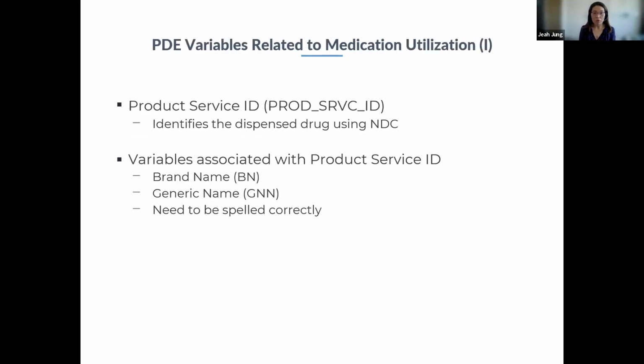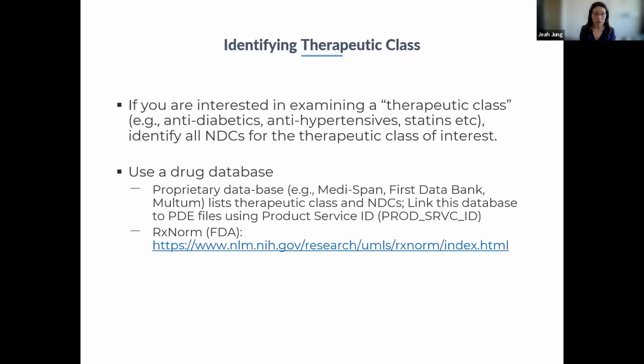Right. So of course, the first variable that you would need to examine medication utilization is a product service ID. So this is NDC, right? This is going to identify the drugs that are dispensed, the drugs prescribed and picked up at the pharmacy. And also we have a brand name variable and generic name variable in PDE data, but you have to really spell correctly if you're going to identify the drugs that you are interested in based on the names, brand name or generic name.